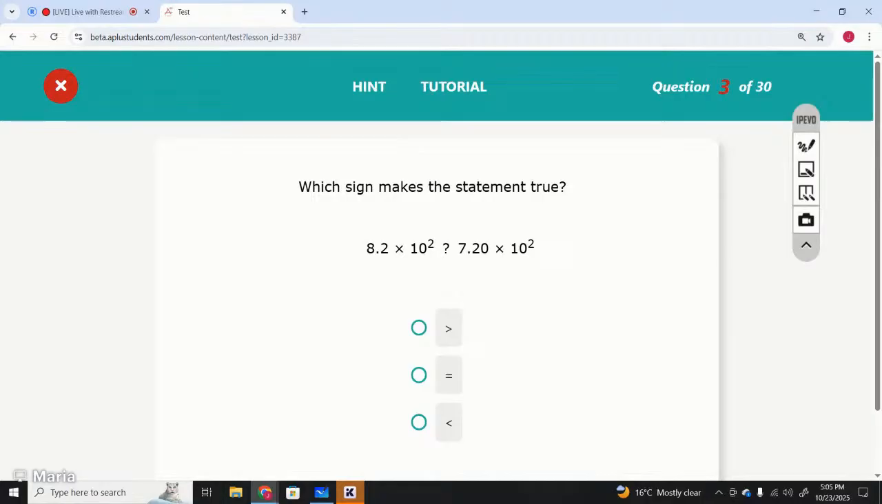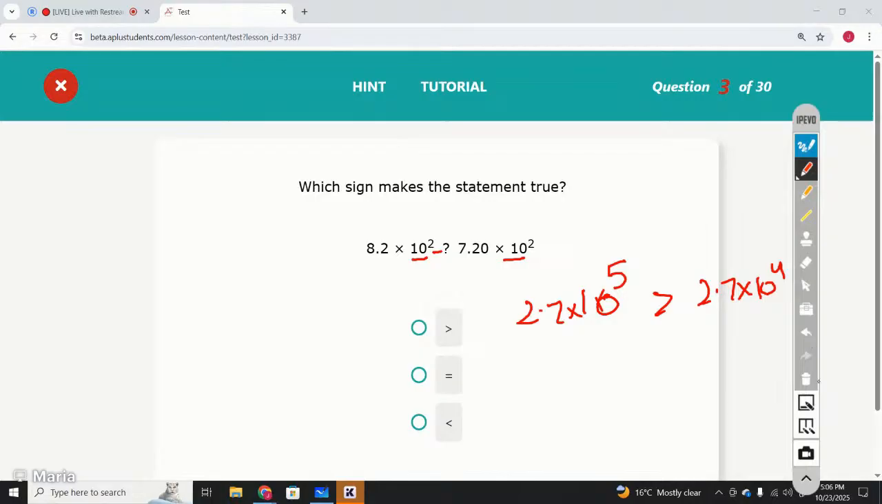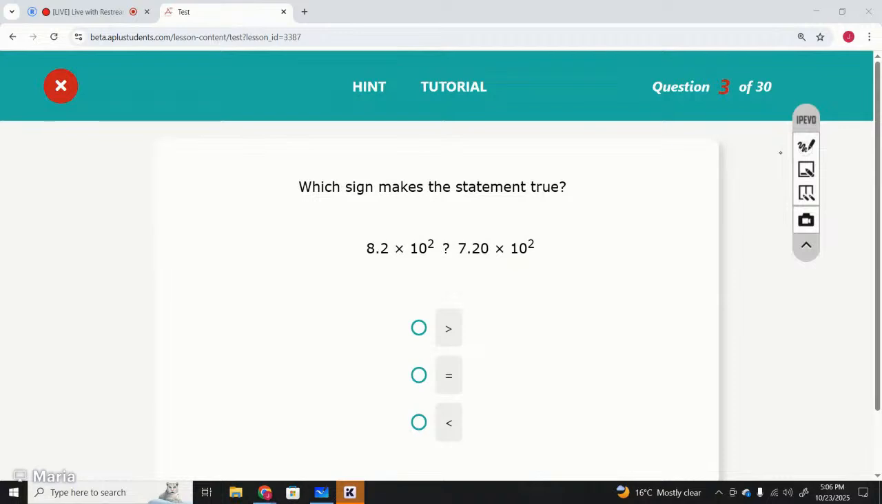Which sign makes the statement true? 8.2 times 10 exponent 2 and 7.2 times 10 exponent 2. The first thing is they both have exactly the same exponents. Look at their coefficients. 8.2 is greater than 7.2. So option number 1 is the correct option. 8.2 times 10 exponent 2 is greater than 7.2 times 10 exponent 2.